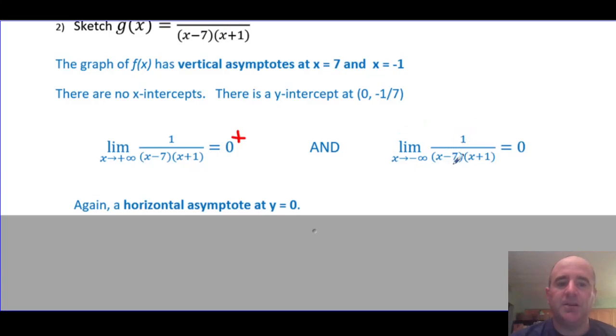But you'd have a big negative number subtract 7, like -10 million minus 7, and -10 million plus 1. These are both going to be negative values. And when you multiply a negative by a negative, you get a positive. So this is going to be 0 from above.